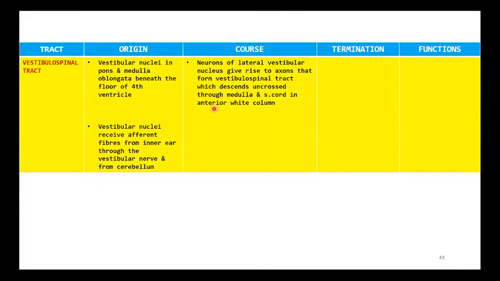As far as the final destination is concerned, the fibers synapse at the internuncial neurons. The other name for internuncial neurons is interneurons. So they will synapse at the interneurons of the anterior gray column of the spinal cord. So this is the final destination.